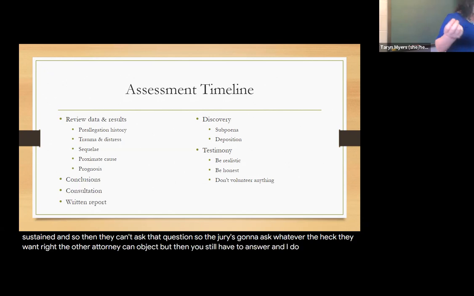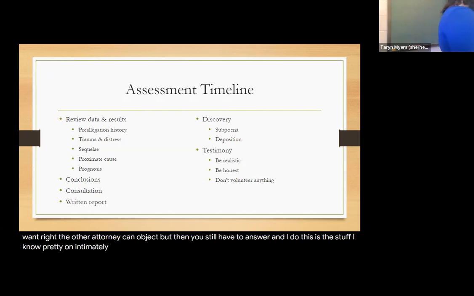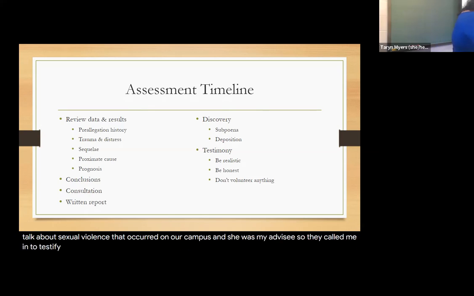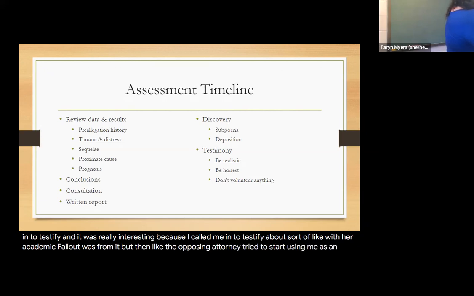And this is the stuff I know pretty intimately, unfortunately, because I have been deposed in a case before. There's a case we'll talk about when we talk about sexual violence that occurred on our campus, and she was my advisee. And so they called me in to testify. It was really interesting because they called me in to testify about what her academic fallout was from it. But then the opposing attorney tried to start using me as an expert witness too.